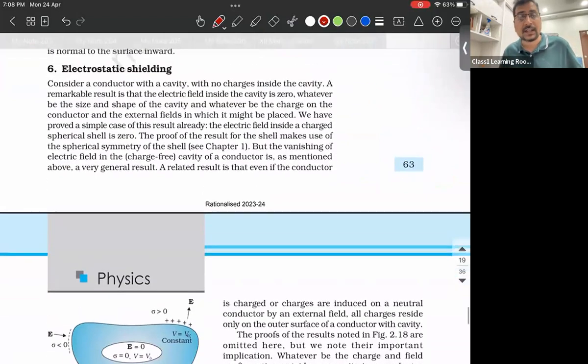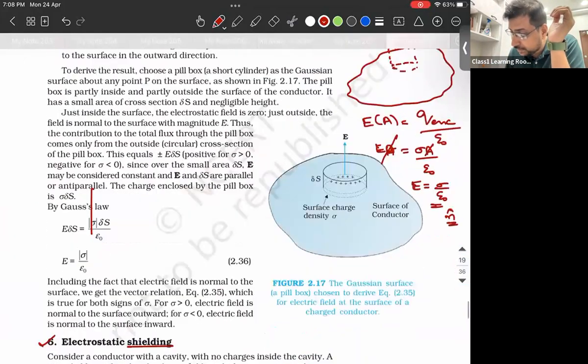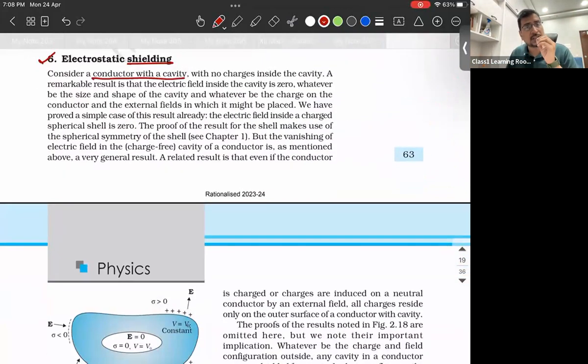The last part is called electrostatic shielding. As the name suggests, shielding is protection. If you consider a conductor with a cavity, with no charges inside the cavity, then we can observe that the electric field inside it is again going to be zero. As a result, the outside surface behaves like a protecting membrane for the cavity.